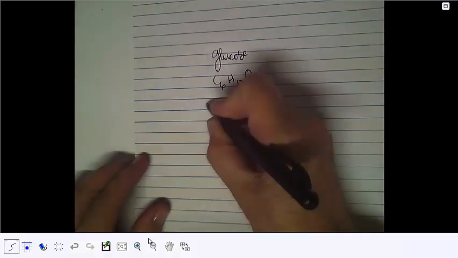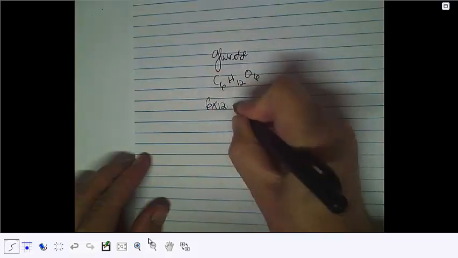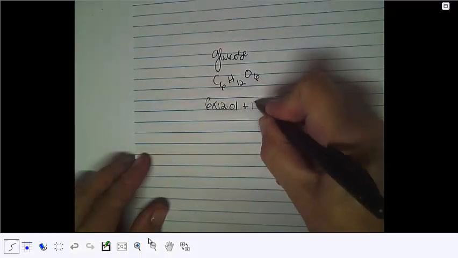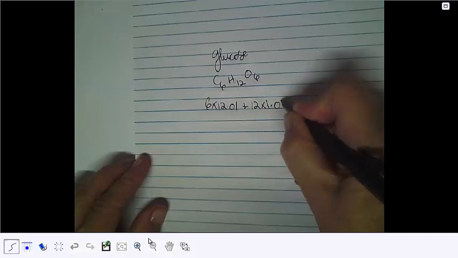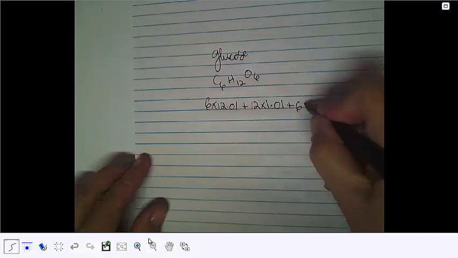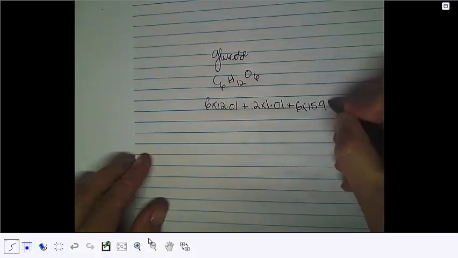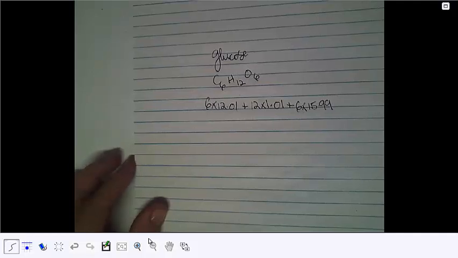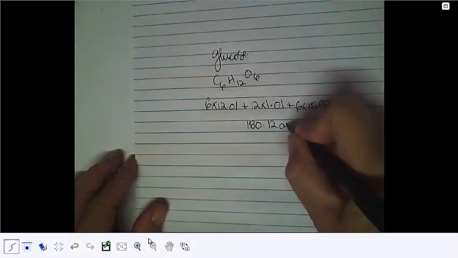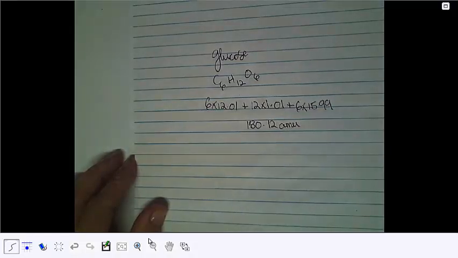6 atoms of carbon. We have to look at the mass from the periodic table, so we can say that 6 times 12.01 atomic mass units, plus for hydrogen 12 times 1.01 atomic mass units, plus for oxygen 6 times 15.99 atomic mass units. If we add all of this together, we get 180.12 atomic mass units for the glucose molecule.